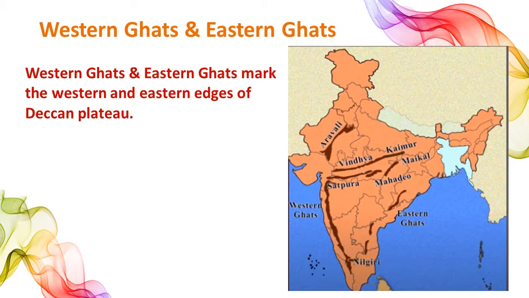Here we can see important mountain ranges or the hills in the Peninsular Plateau, right from the Aravalli to Nilgiris. These are the important hills or the mountains which are in the Peninsular Plateau: Aravallis, Vindhya, Satpura, Kaimur, Mahadev, Eastern Ghats, Western Ghats and the edge Nilgiri hills. These are the important hills on the Peninsular Plateau.